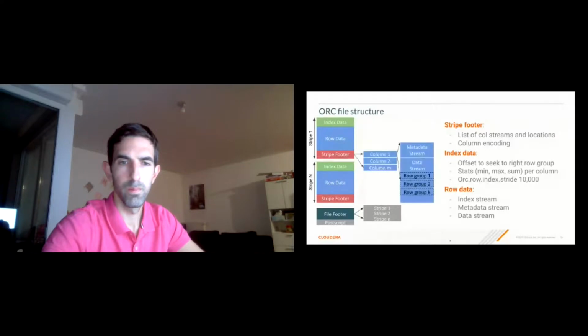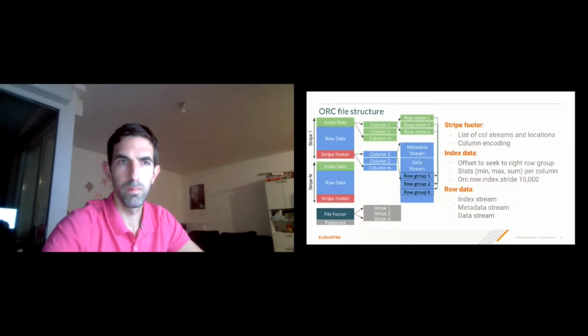The stripe footer contains a list of column streams and their locations. Column streams point to row data, which is in blue, that is the actual data used in table scans and query answering. And we also have some information about each column encoding. So by default, every column is encoded in ORC.